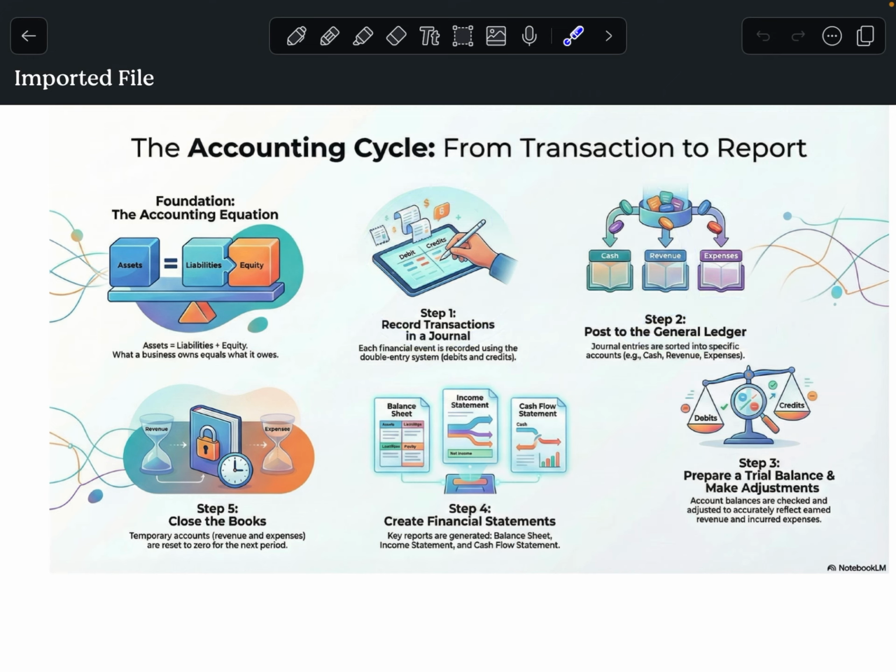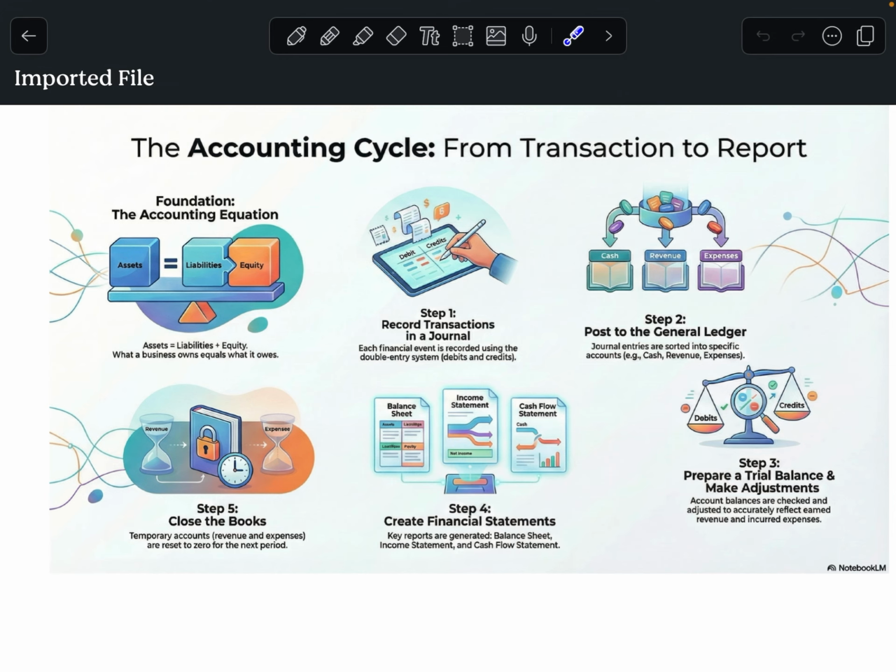Journal entries are posted into ledgers, and then those ledgers are used to make trial balance. Trial balance is nothing but the balances of the ledger. Ledger balances are collated in a trial balance, and then certain adjustments are made.